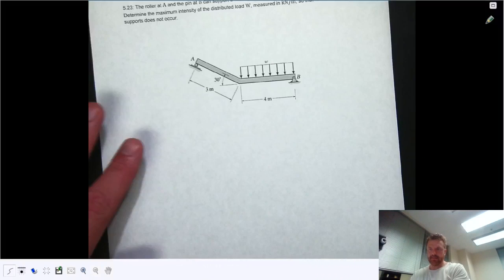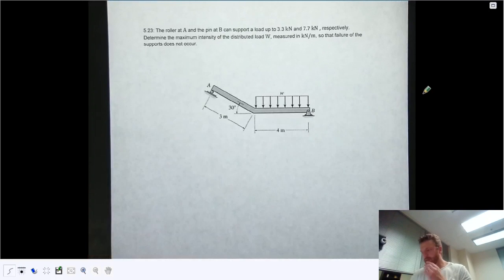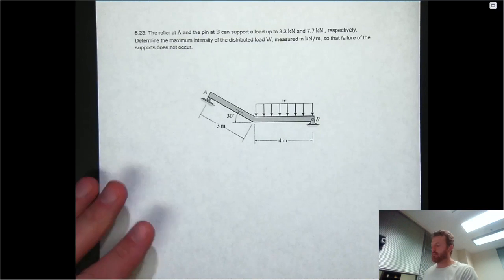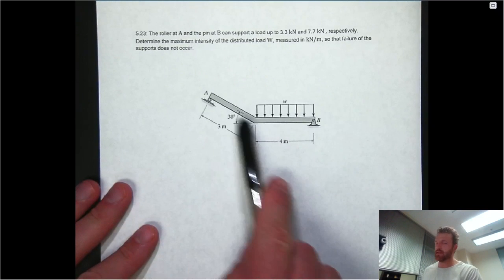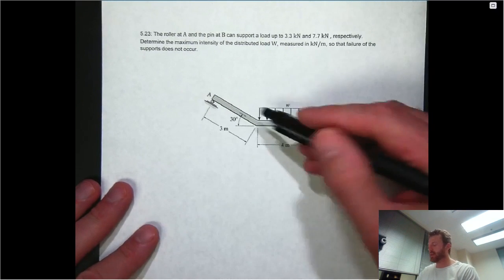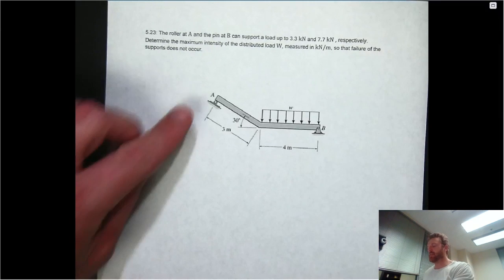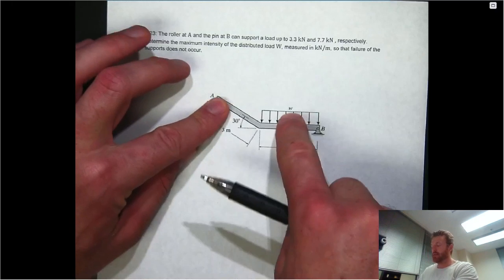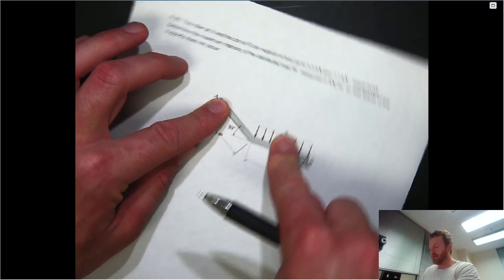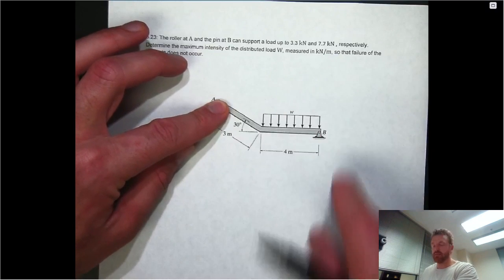So let's take a look at the next example problem from the exam, 5.23. Here we have a beam which has a horizontal component and a tilted component. It's subjected to a distributed load. That distributed load, in terms of the roller at A, will tend to introduce a clockwise rotation. The reaction at B has to oppose that.